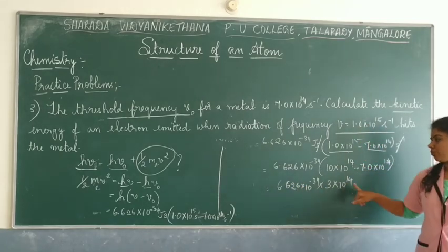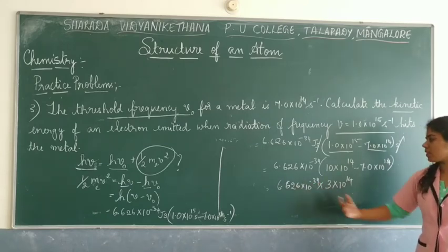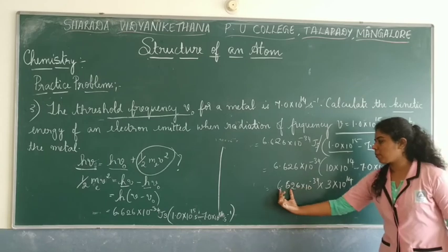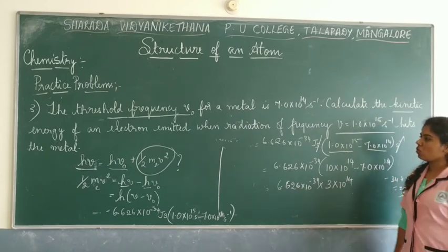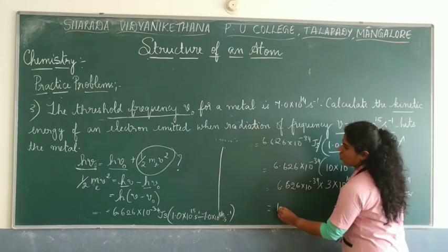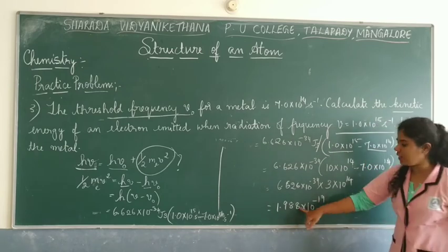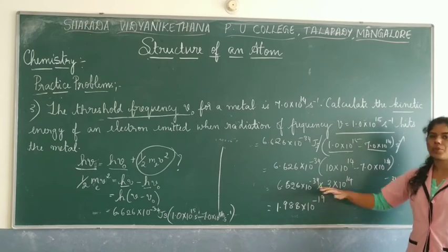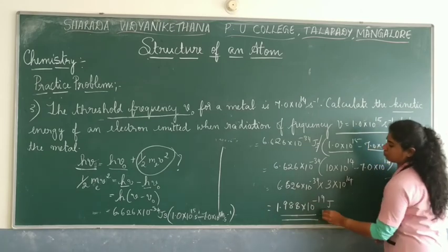Now what do you have to do? When you calculate this, minus 34 plus 14, how much do you get? Minus 20, right? Okay. So you have to multiply this 6.626 into 3. How much do you get the value? You have to write it down. So I will convert it to 10 to the power minus 19. You will actually get minus 20, you convert it to minus 19, or you can keep it like that. Whatever answer you get, that will be in joules.